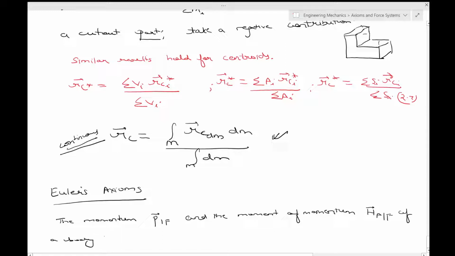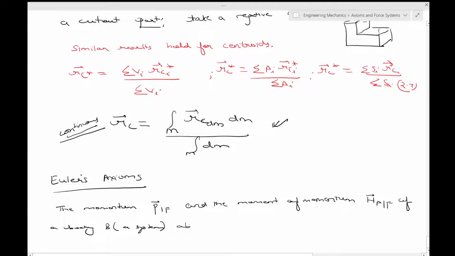Okay, so you know that everything which you consider is a system and anything outside is called a surrounding. So body B is your system, about a point, and what are these points? This point A can be a material point of the body.